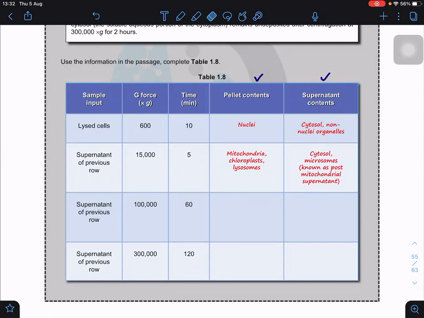And we continue to spin. Then we're going to get the plasma membrane and fragments of the endoplasmic reticulum. And the supernatant will have the ribosomal subunit or ribosome, and also the cytosol. So if we continue to spin it again, you're going to get the ribosomal subunit or ribosome, and supernatant now contains cytosol only.